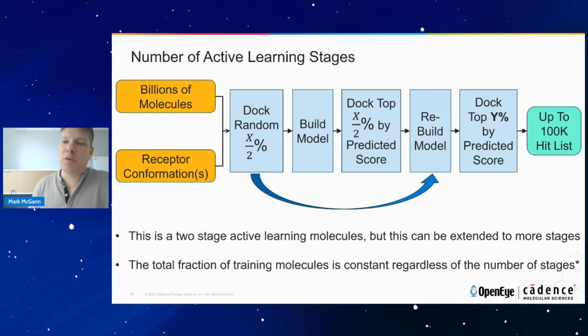But if we're comparing, say, 1 active learning stage, which is really no active learning, where we dock 1% of the molecules as training data, and then we compare it to 2 active learning stages, then the initial set of training data is 0.5%. We build the model. Then we select the top 0.5% of the molecules that the model thinks score well and add those also to the training data and rebuild the model. So our total training set size is still 1%. We keep that constant when we do this comparison because we think that's a fair comparison to how active learning does.